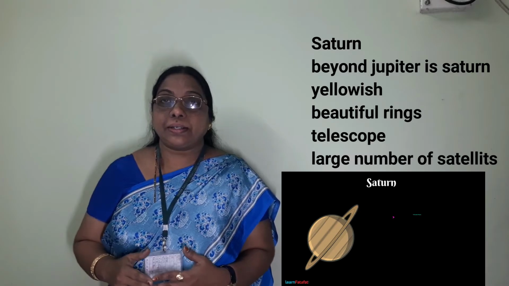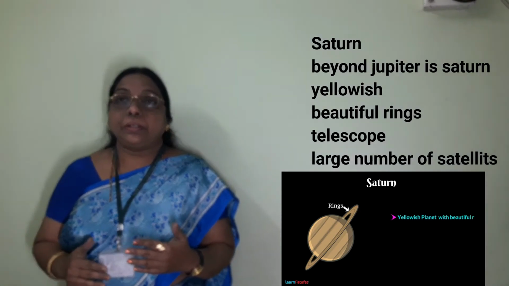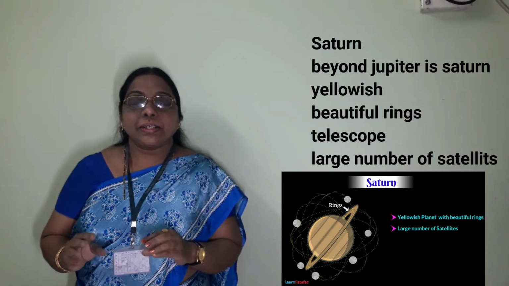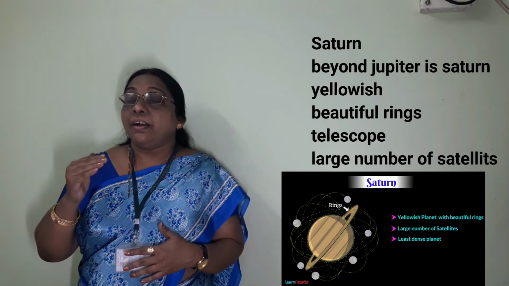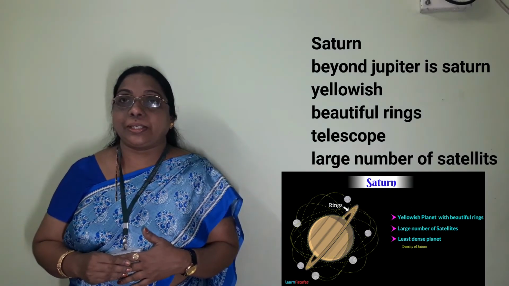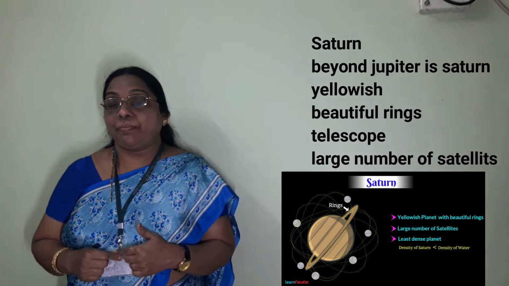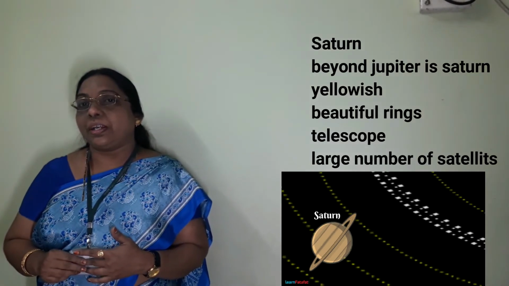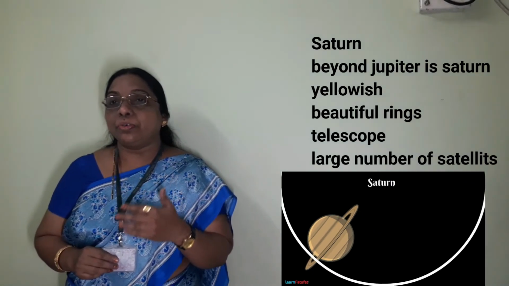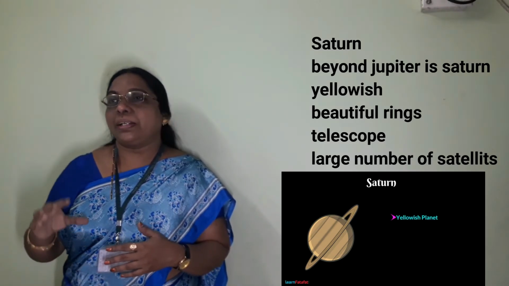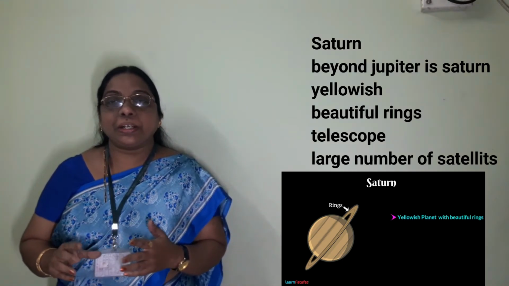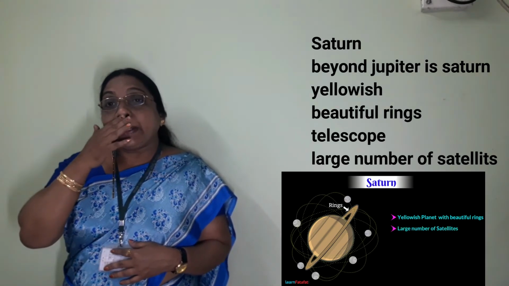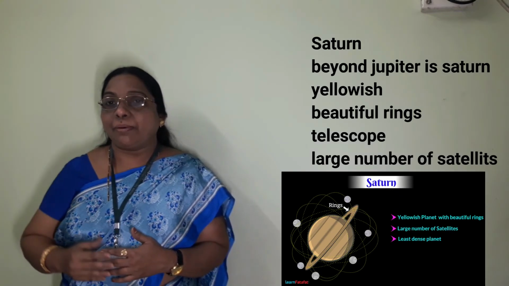The next planet is Saturn. Beyond Jupiter, there is Saturn. It is yellowish in color. It has beautiful rings. That is the reason it's a very unique planet in the solar system. As usual, this planet is also not visible to our naked eye. You can observe it only through a telescope. All these planets we can see clearly through the telescope, with their position, color, and so on. It also has a large number of satellites.